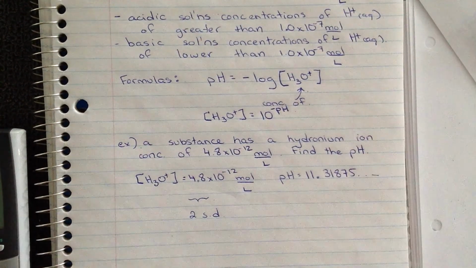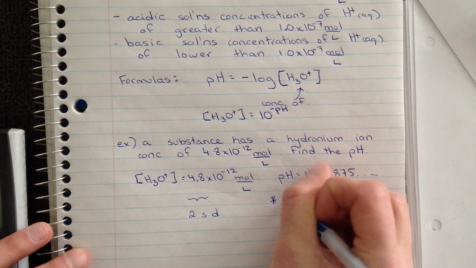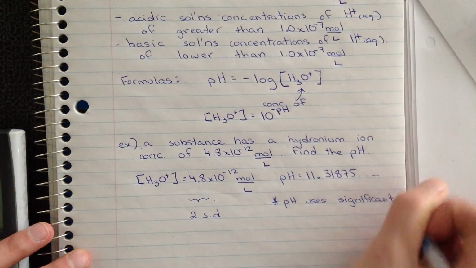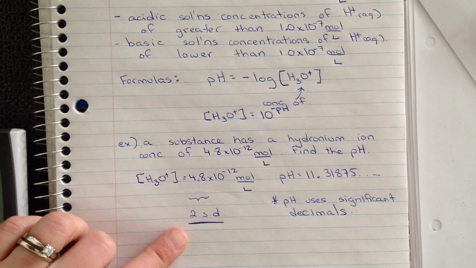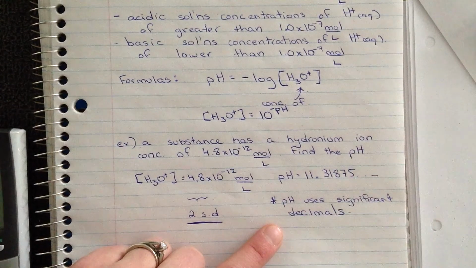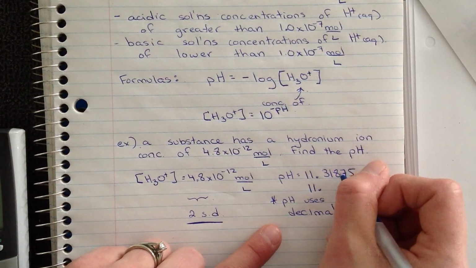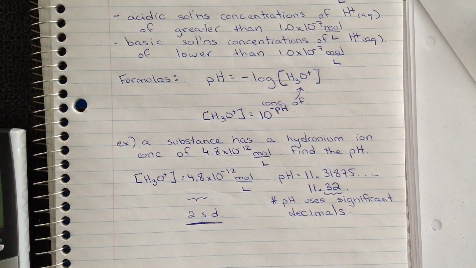11.3187 and so on is what we end up getting. Everybody agree? Okay, so this is where the significant digits come into play. pH uses significant decimals, we'll say. Because this original value had 2 significant digits, the pH number is going to have 2 decimal places. So the pH with the correct amount of significant digits is 11 point, and correct rounding as well, 32. And that's all you have to put. There's your 2 significant digits for that value.